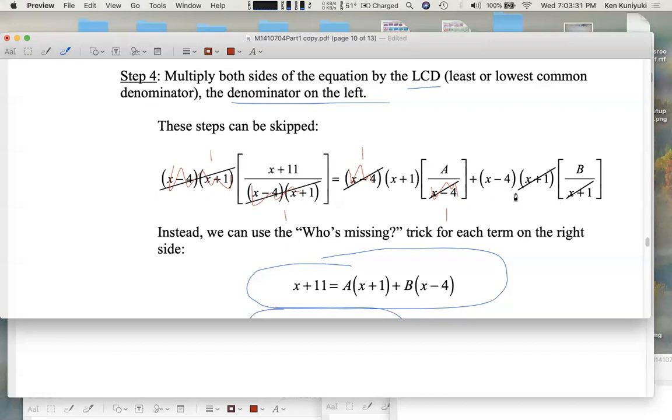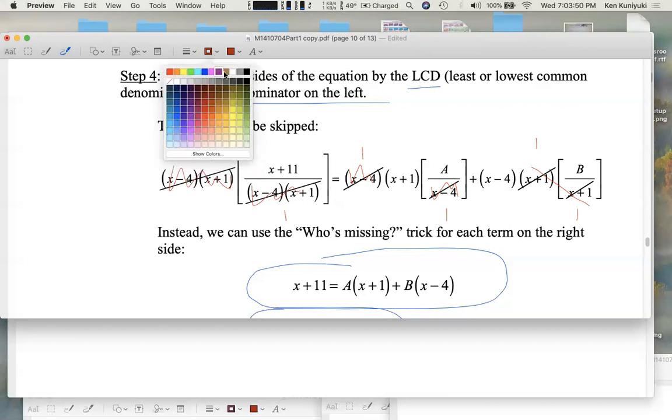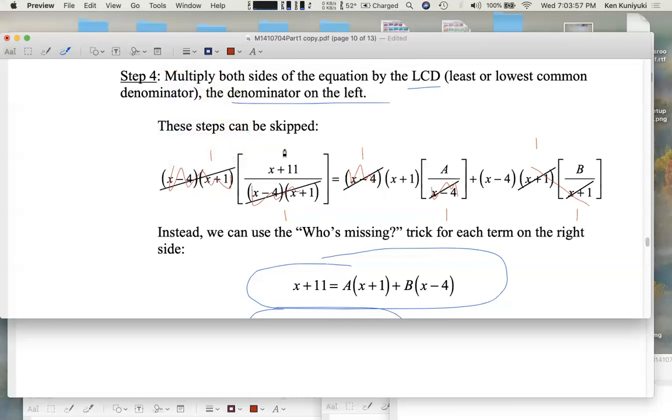And then over here, what happens? This x plus 1 knocks out this x plus 1. Their quotient is 1. I don't like leaving blanks in denominators, so I like putting 1s down here, 1s up here. I like saying who's left. So then who's left? I'll circle these in blue. Who's left? On the left, it's going to be the numerator, x plus 11. On the right, it's going to be A times the quantity x plus 1.